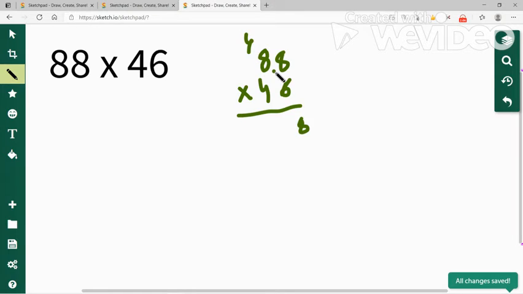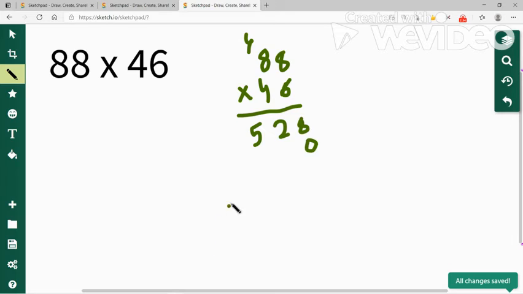Next, I would multiply my bottom ones with the top tens. So that would be 6 times 8, which is 48, and I would have to add this 4 up, which would be 52. Now I need to multiply my bottom tens. So I would put a 0 here in the ones place.